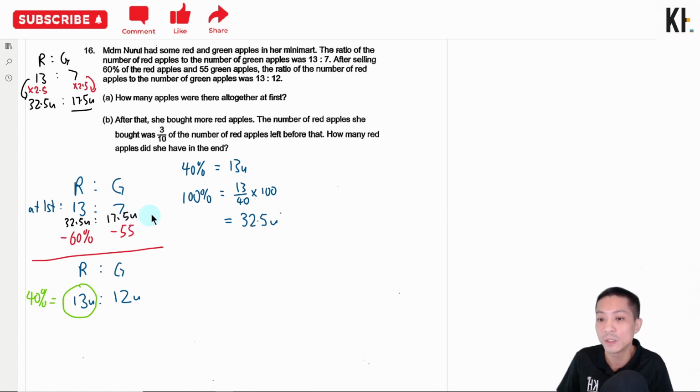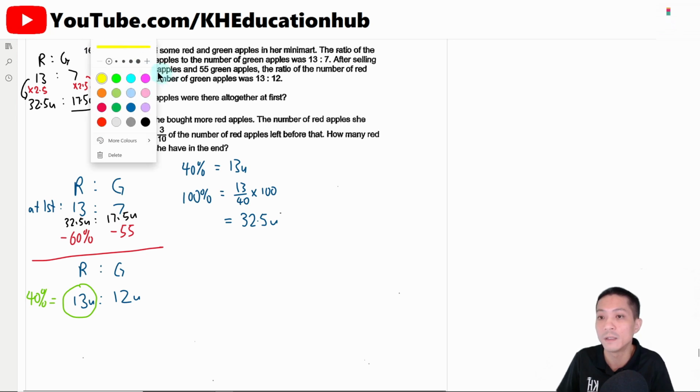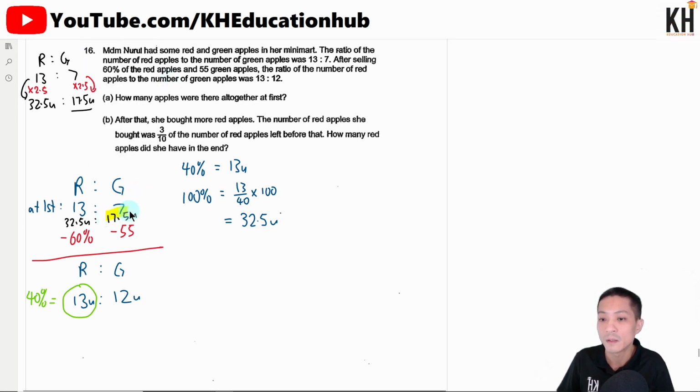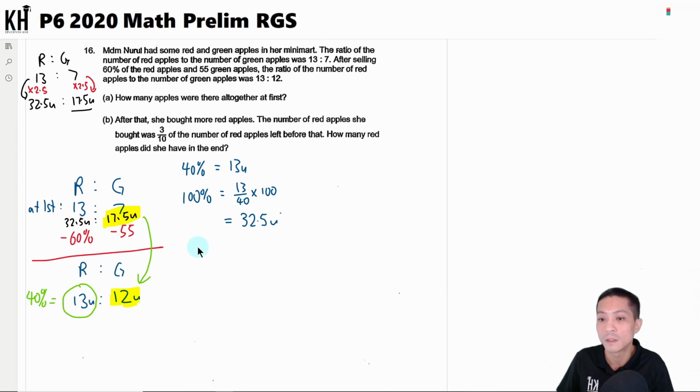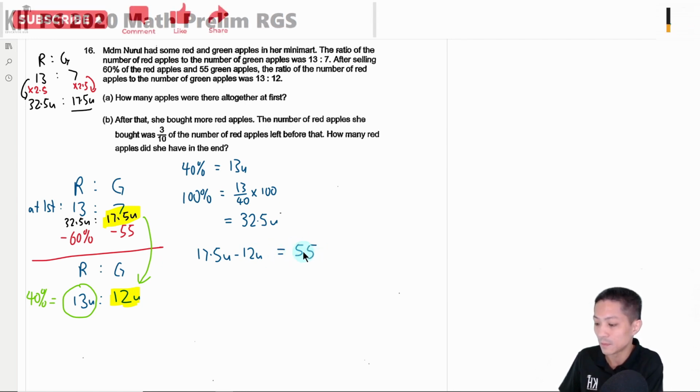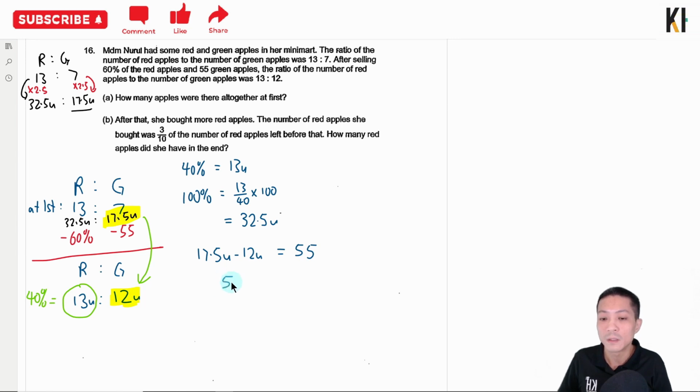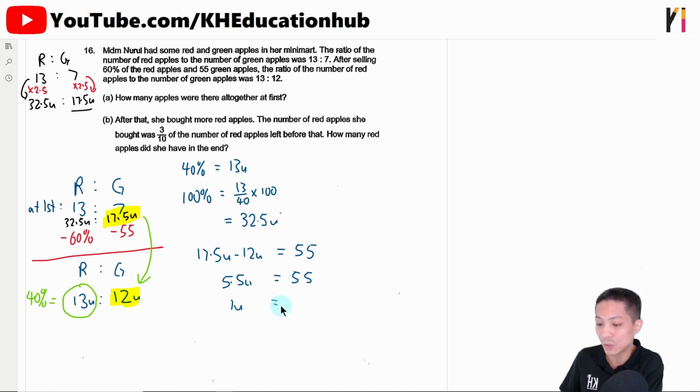Okay, then from here to here you can see something very clearly, which is that from 17.5 it decreased to 12 units, right? So it means that, okay, what is the decrease in units, or the 55, right? So 17.5 units minus 12 units will be equal to the 55. Okay, 5.5 units is equal to 55. Okay, 1 unit is equal to 10.